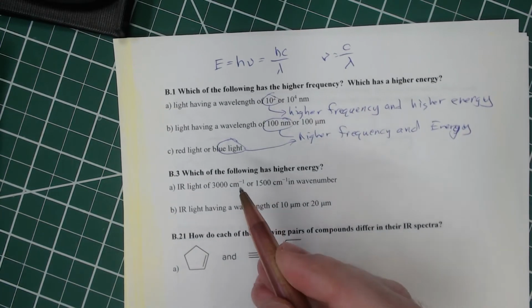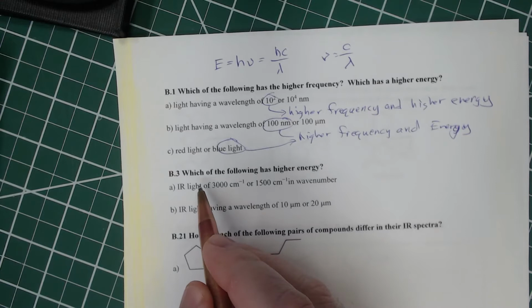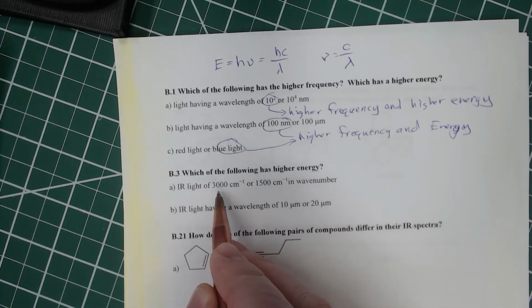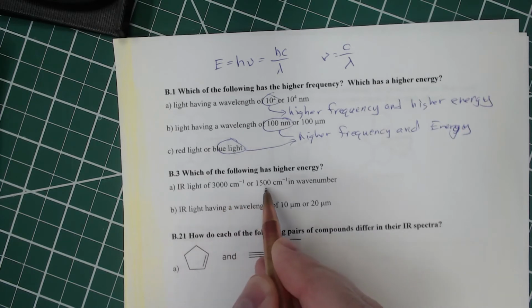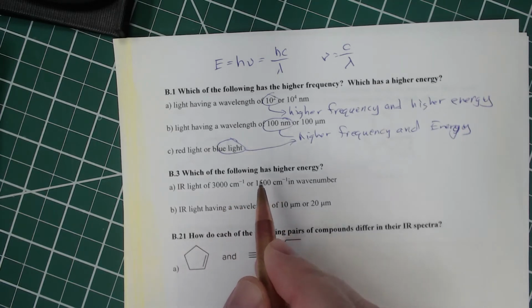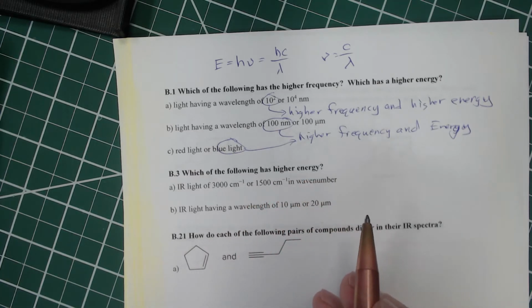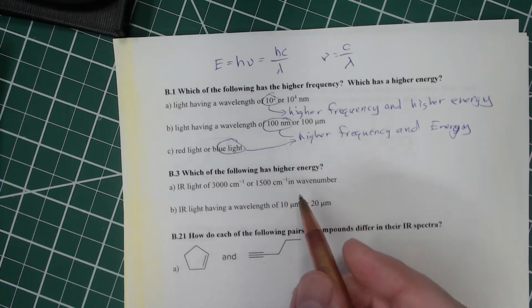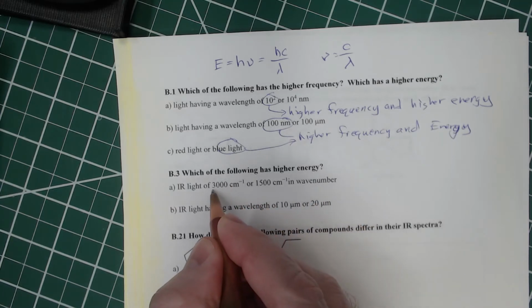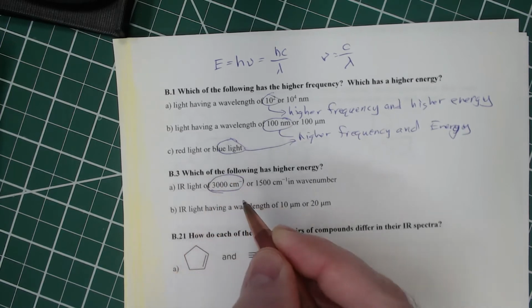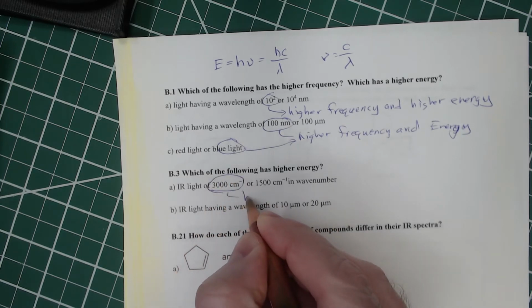So here we've got wave numbers. We've got IR light with a wave number of 3,000 reciprocal centimeters or 1,500 reciprocal centimeters. Remember, wave number is proportional to the frequency, which is also proportional to the energy. So the larger the wave number, the higher the energy.